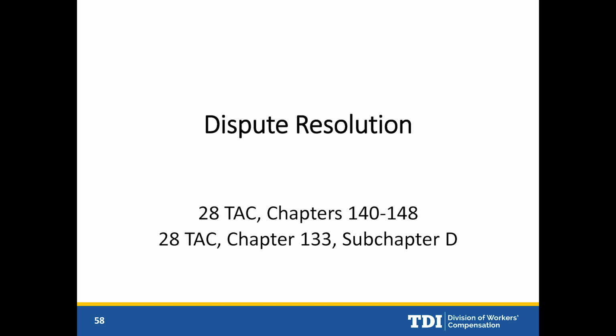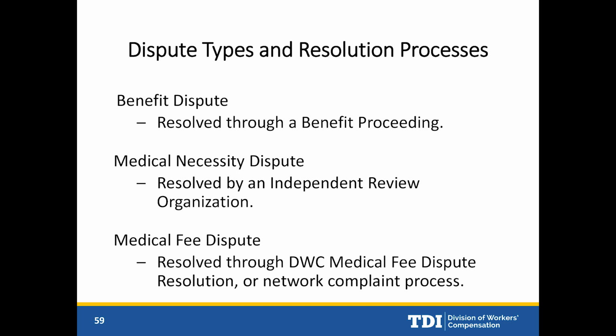Chapter 140 and 148 apply to networks also, because that has to do with the actual claim, the compensability or extent of injury. Chapter 133 deals with medical necessity disputes and medical fee disputes. So there are 3 kinds of disputes. The benefit dispute, which is the Chapter 140. Benefits disputes are resolved through benefit proceeding.